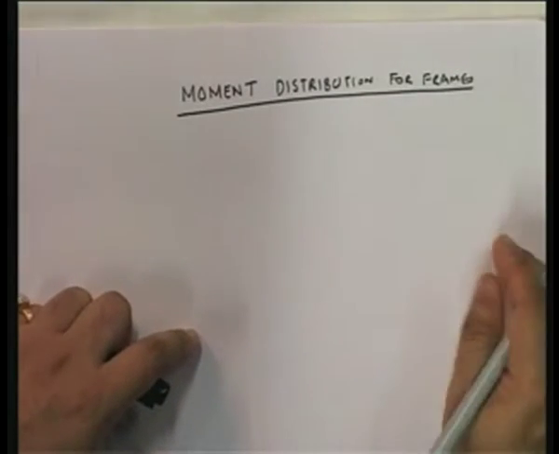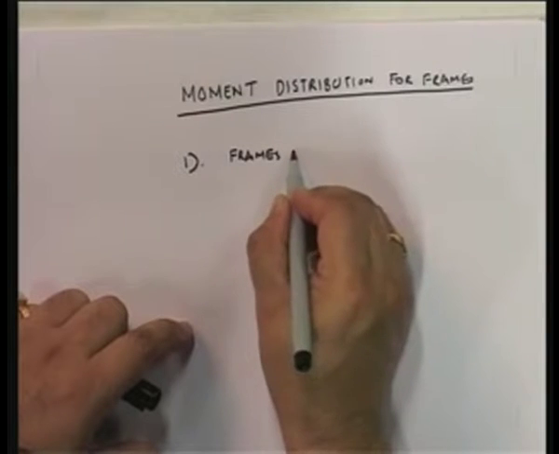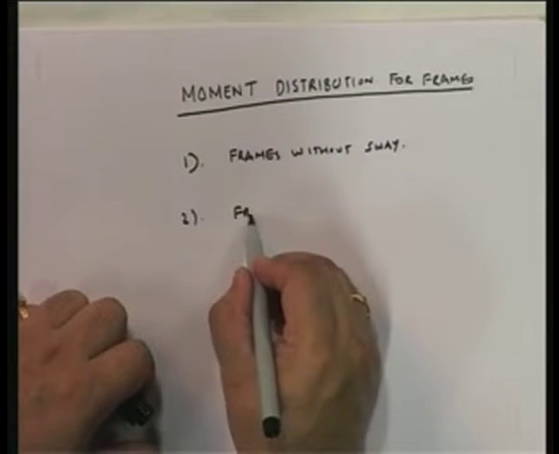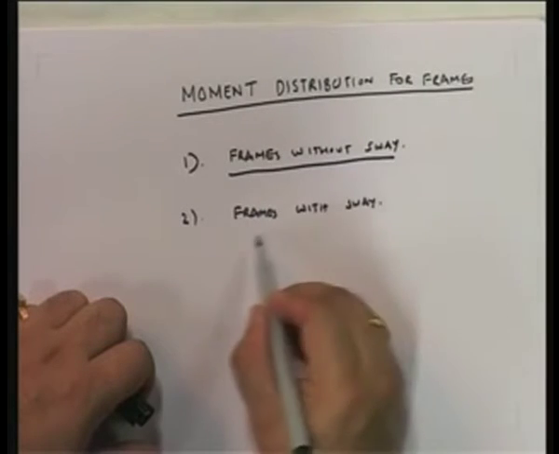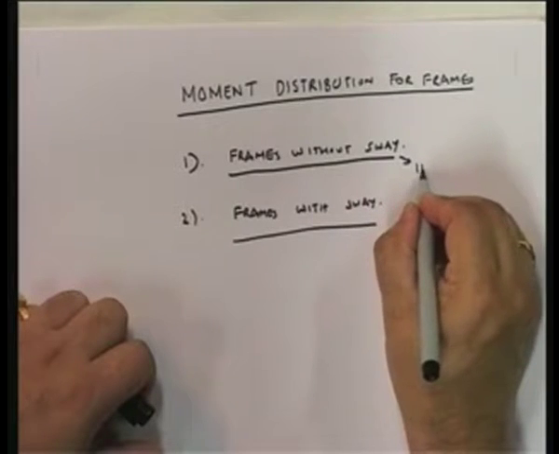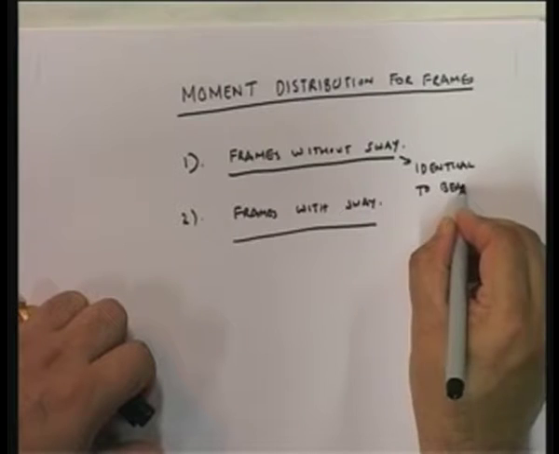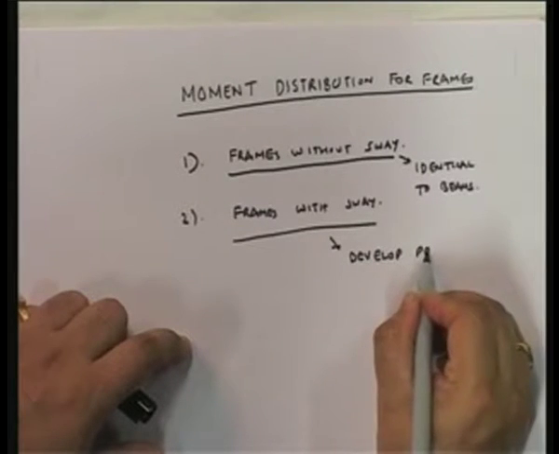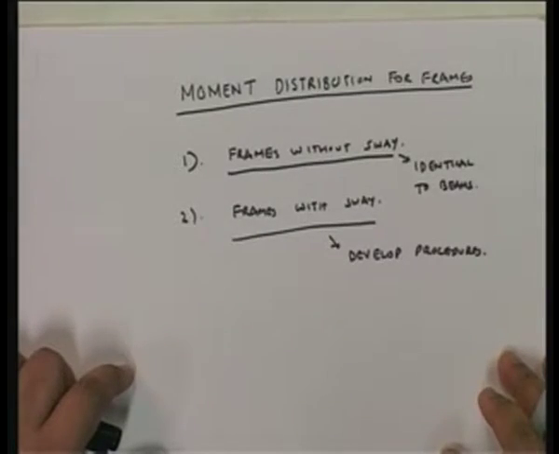Now in moment distribution for frames, you essentially have two kinds of cases: frames without sway and frames with sway. Okay, we'll see that frames without sway are identical to the method for beams. Okay? And for this we will develop procedures.